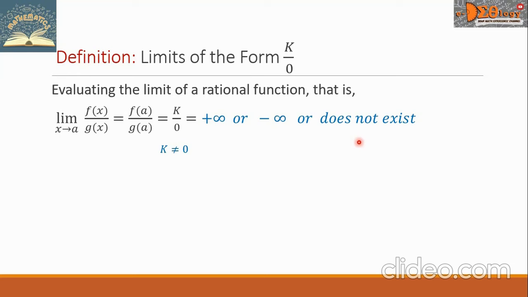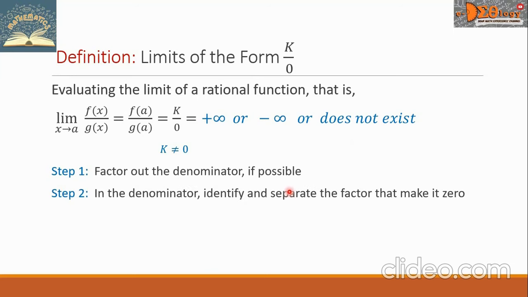The step 1 is we factor out the denominator if possible. Step 2, in the denominator, identify and separate the factor that makes it 0. Step 3, evaluate the limit of each factor.